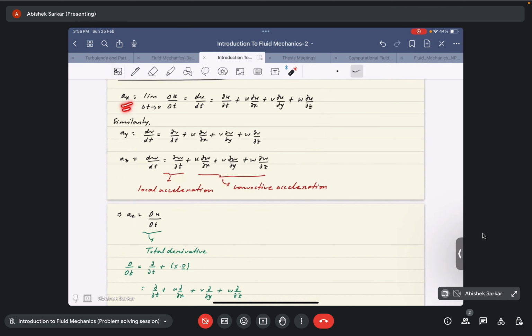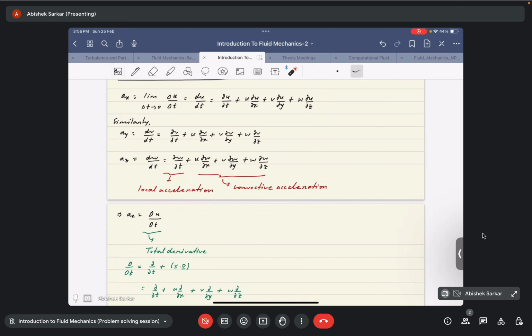So for the x component, ax will be given by dou u by dou t plus u dou u by dou x plus v dou u by dou y plus w dou u by dou z, okay. Similarly, ay will be given by dou u by dou t plus u dou v by dou x plus v dou u by dou y plus w dou v by dou z, and by dou I mean the partial derivative, okay. Forgive me my language, but this is what we have followed in our studies, so I follow that for my sessions as well, okay.